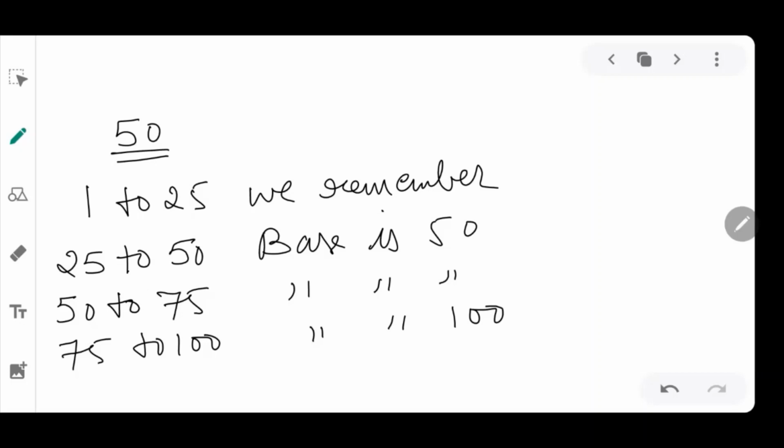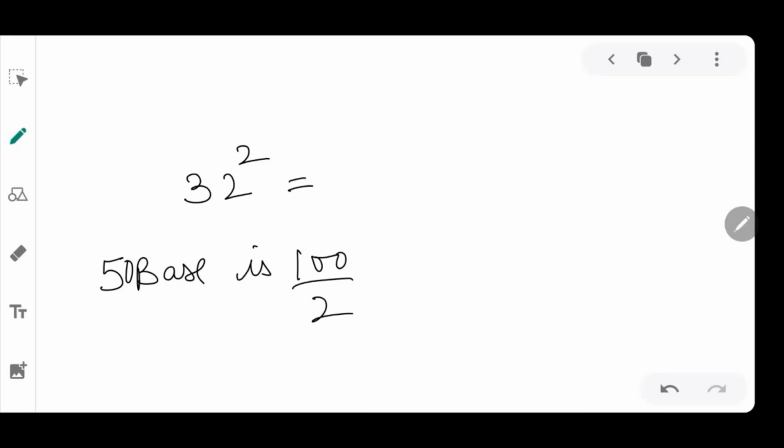What is the use and what is the benefit of taking 50 as a base? Let's take a number 32. Now it is in the range of 25 to 50. This will be calculated using the 50 base. And we know that 50 base is nothing but 100 by 2. So when 50 base we are taking, how much 32 is less than 50? It is 18. I'll write here. And I know the square of 18 is 324. Now we will take the last two digits and we will put it here. And 3 will be a carry.